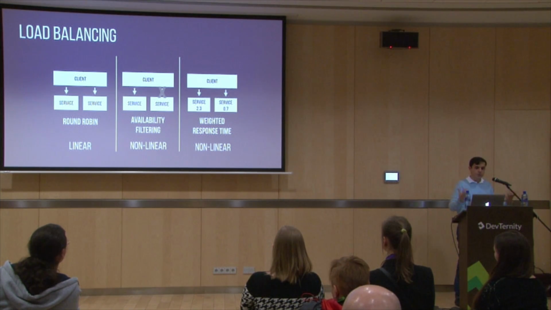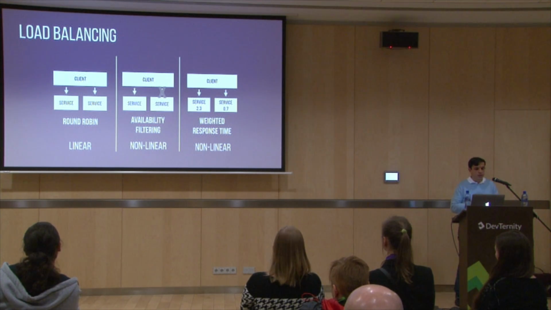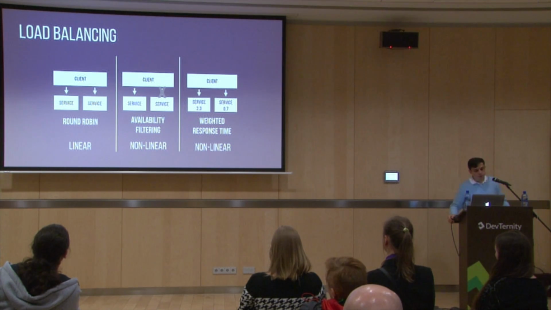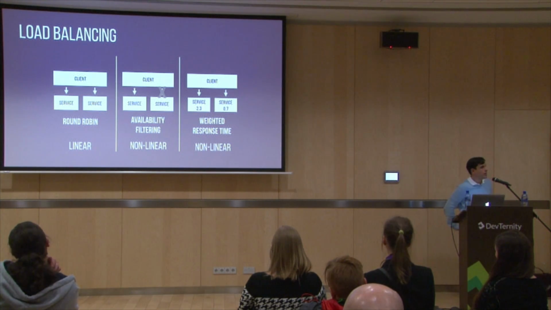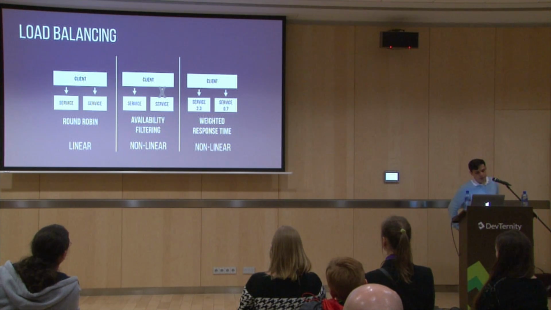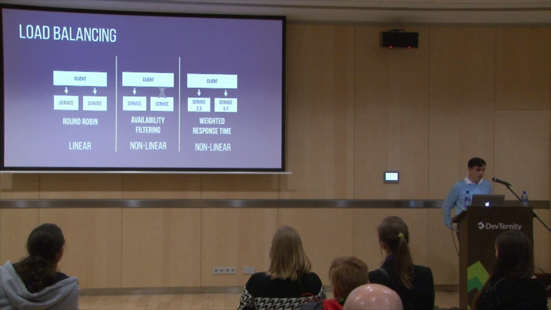So I want to call a service, I'm a client, and there are different ways to call a service. On the left side, there is round robin. And this is linear. You call one service, then the next one, then the next one, then the other one. There is availability filtering. That is non-linear, because if one service fails, then only the other one is called. The third strategy is weighted response time. This is non-linear, but the advantage of weighted response time is your system gets better.